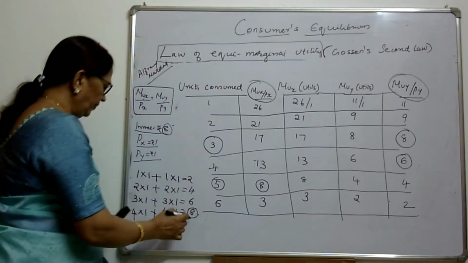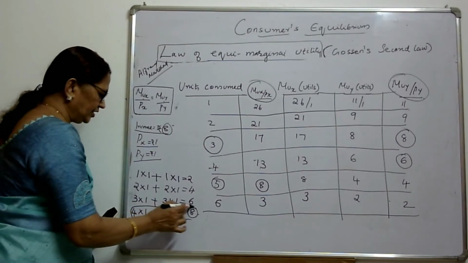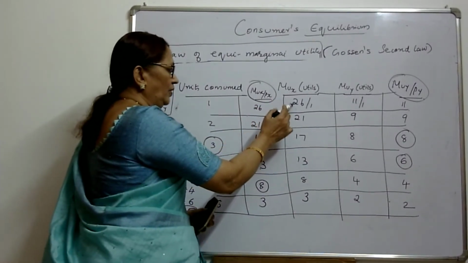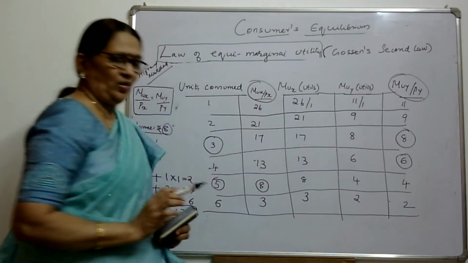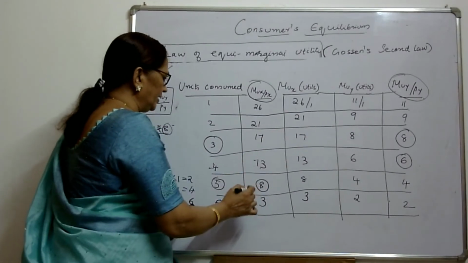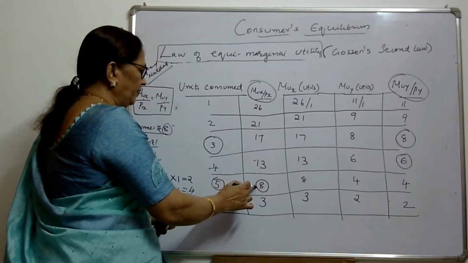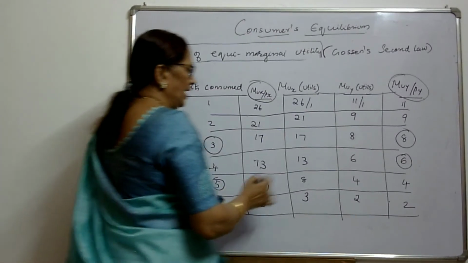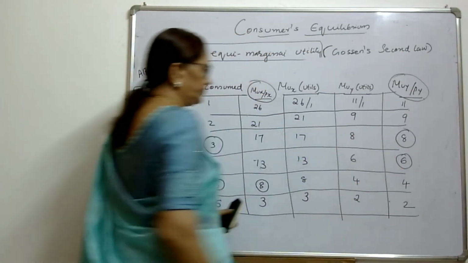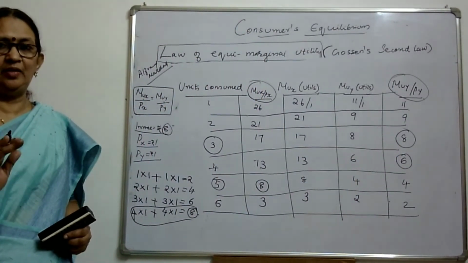So, if he is spending the entire income, this combination is not the level of satisfaction, because he is preferring more of good X to Y. So, what can be the condition? Here you can see, according to this table, here MUx by Px is 8 and here also MUy by Py is equal to 8. Is this the consumer's equilibrium condition?